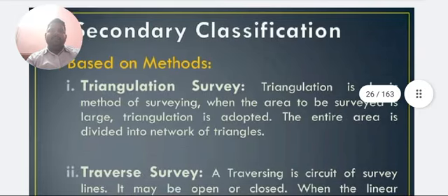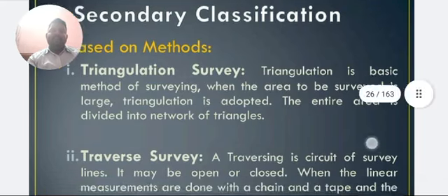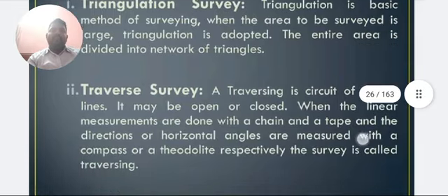Second one, based on the method, triangulation survey. Triangulation is a basic method of surveying. When the area to be surveyed is large, the triangulation method is adopted. The entire area is divided into a network of triangles.